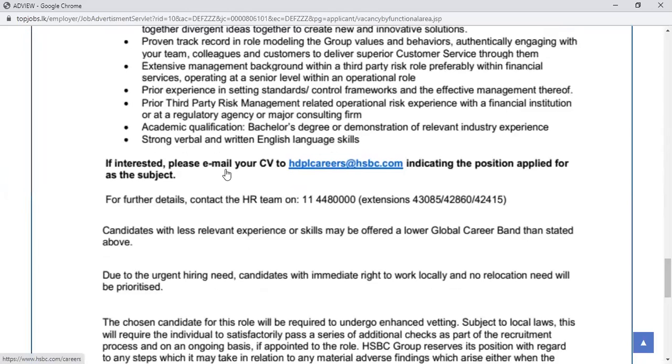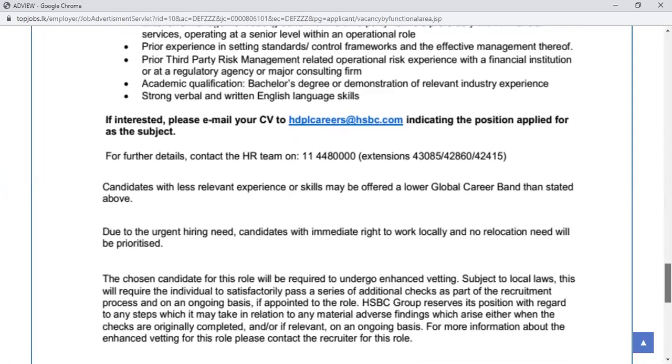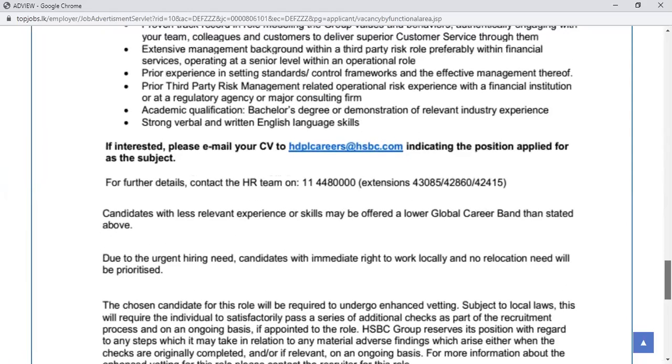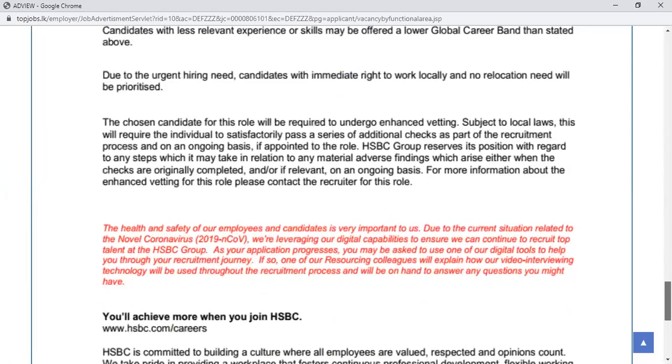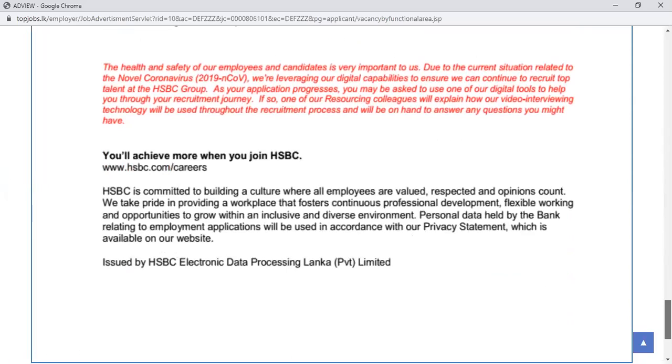What's the method of application? You can see if interested parties, please email your CV to this email address. Indicate the post applied for as a subject, and for further contact, the Human Resource Department, extension code, everything is given over the phone and over the website. Everything you see online and verbally, we can contact them. You can see this is the level of example that you're expecting from an organization.